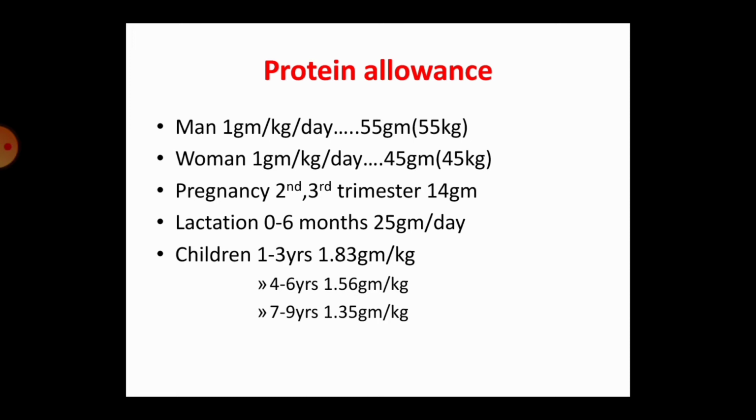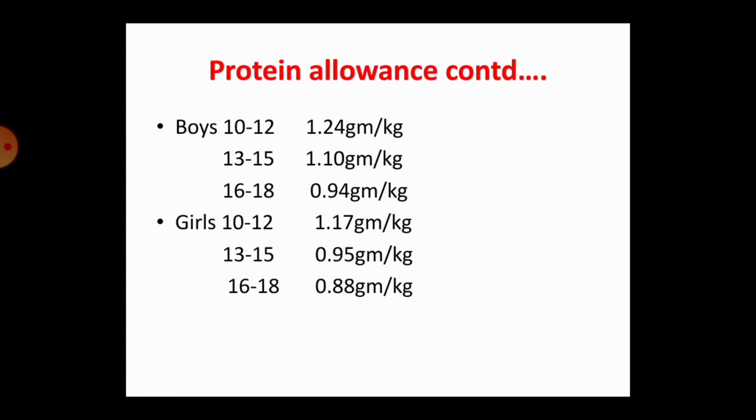Again, for children, it differs. For 1 to 3 years, it is 1.83 gram per kg, and 4 to 6 years, 1.56 gram per kg. 7 to 9 years, it is 1.35 gram per kg. So they are bodybuilding nutrient. So children need more protein for bodybuilding. See, for boys and girls it differs. Boys need more protein compared to girls.